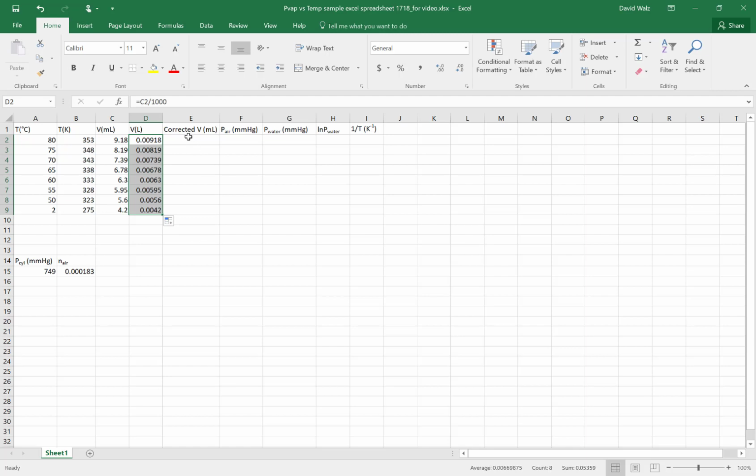Now in our lab, we're not going to do the corrected volume. The reason for that is the meniscus, but we used polyethylene graduated cylinders, so those didn't make a really curved meniscus. So we're just going to use these values here for our ideal gas law.